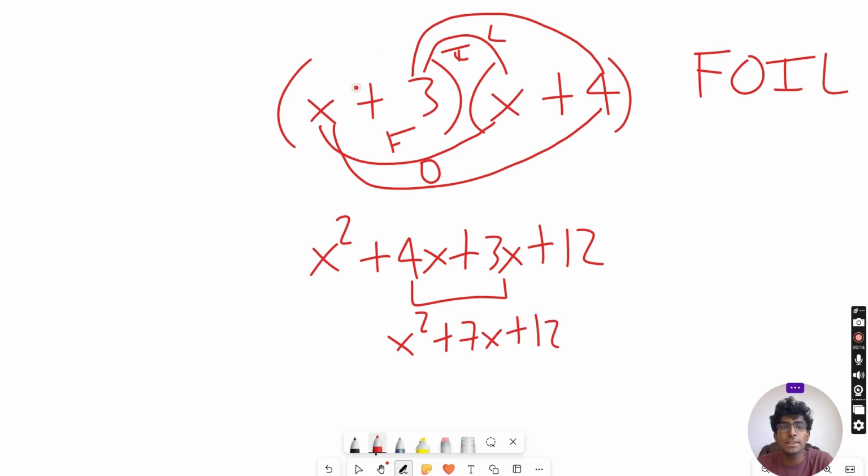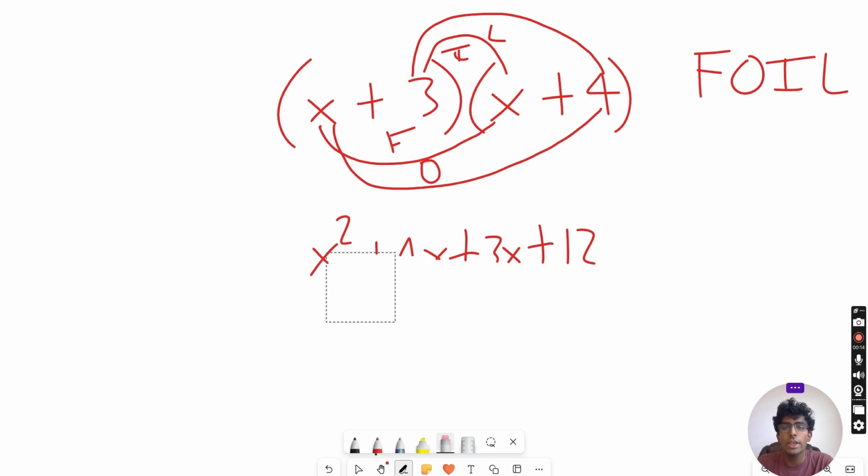The first terms, the x and the x, form together to become x squared, because it's like x to the 1 times x to the 1, which is x squared. Then the outer terms, 4 times x plus 3 times x, that's just 4x and 3x, and then the constants 12, you get x squared plus 7x plus 12, okay? So that's the idea behind foiling. It really doesn't matter whatever coefficient you have in front of the x. It's the same process.